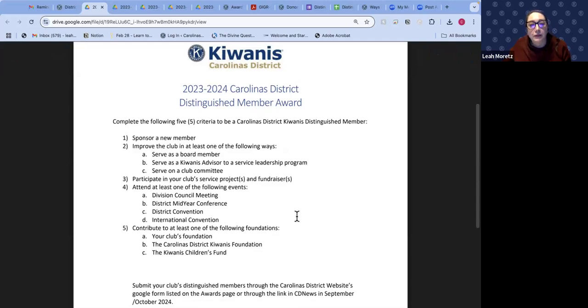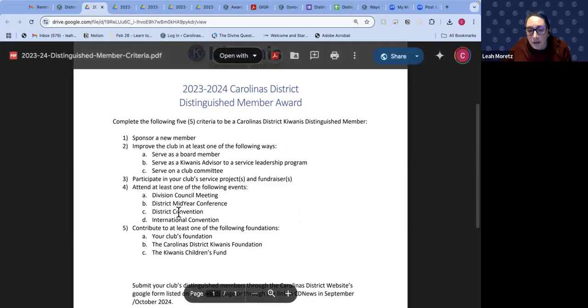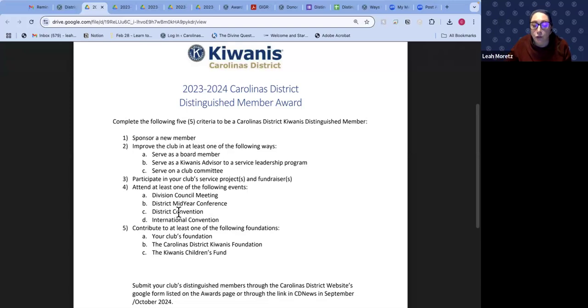But for this year, it's to sponsor a new member, and improve a club in at least one of the following ways to serve, basically in some way: as a board member, as a Kiwanis advisor, or serving on a committee. We feel every Kiwanian should do that. Participate in the service projects and fundraisers for the year, and attend at least one of the following events. That's the hardest one, I believe, to go above and beyond your club and go to a division level, district, or international level conference or meeting, and to contribute to one of the foundations at least, either your club's, the Carolinas District Foundation, or the Children's Fund.